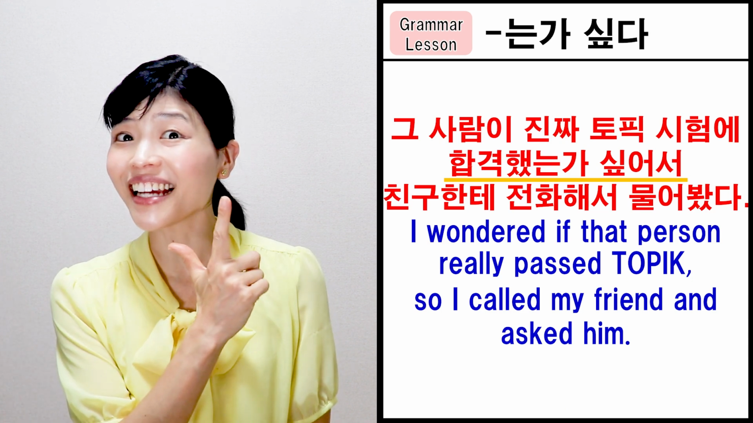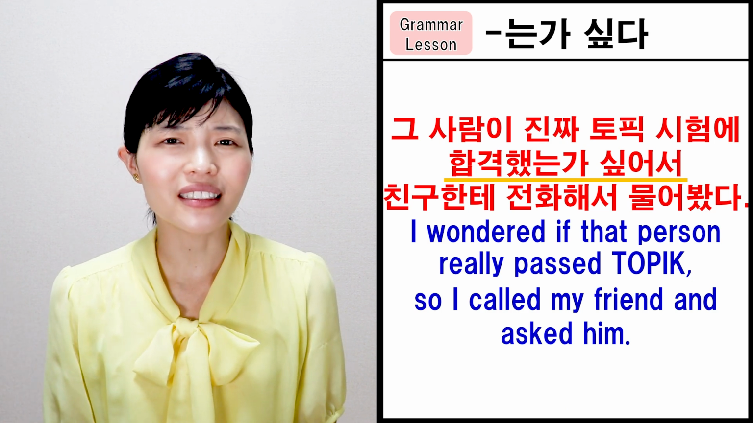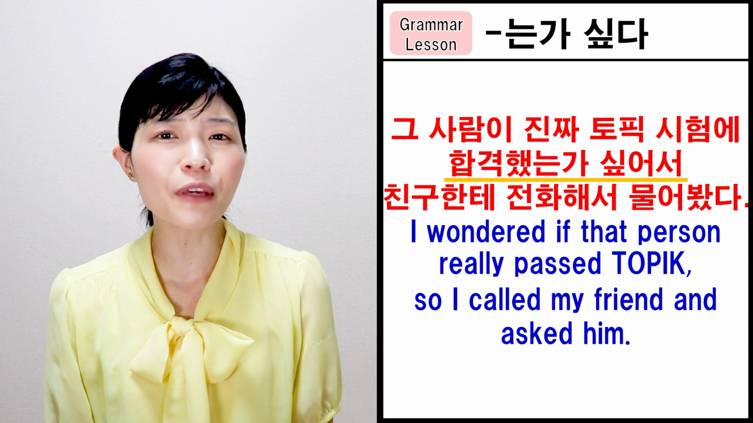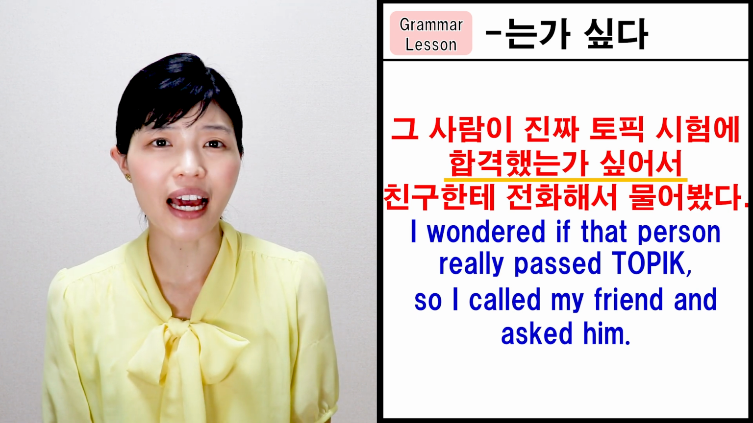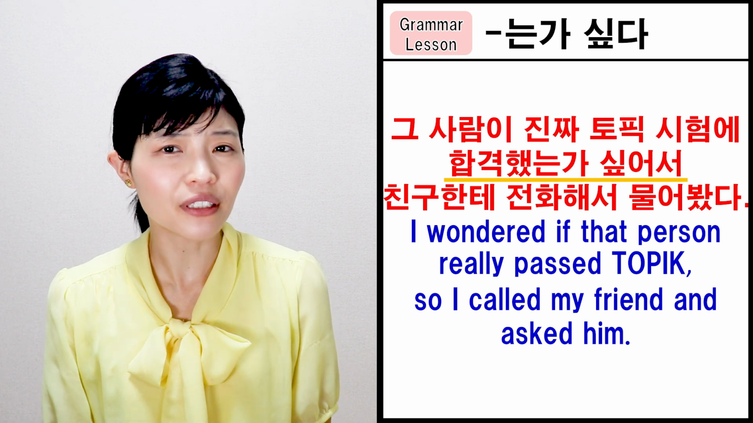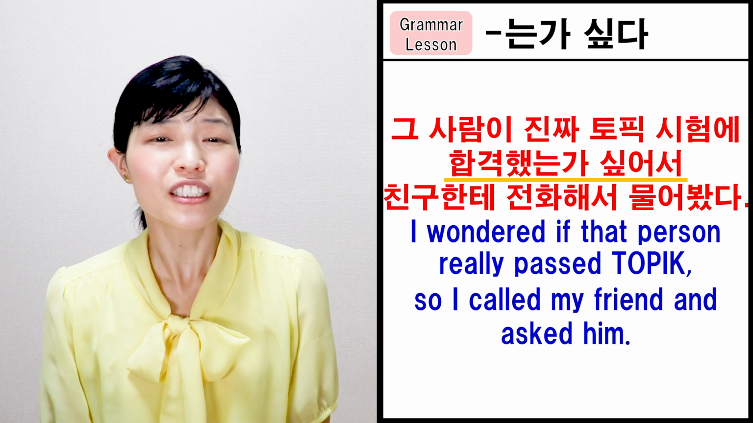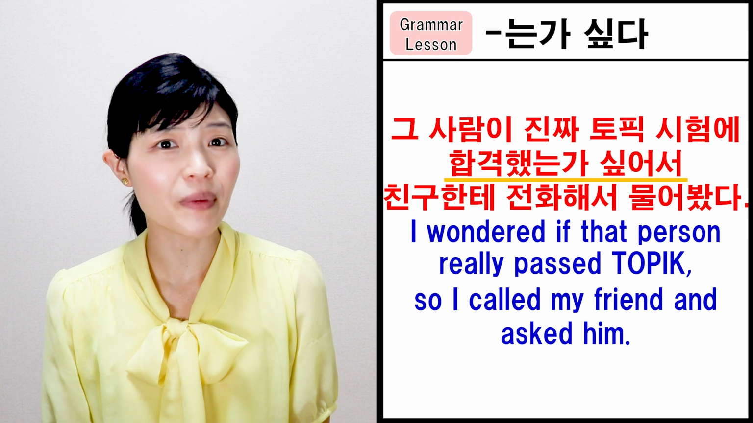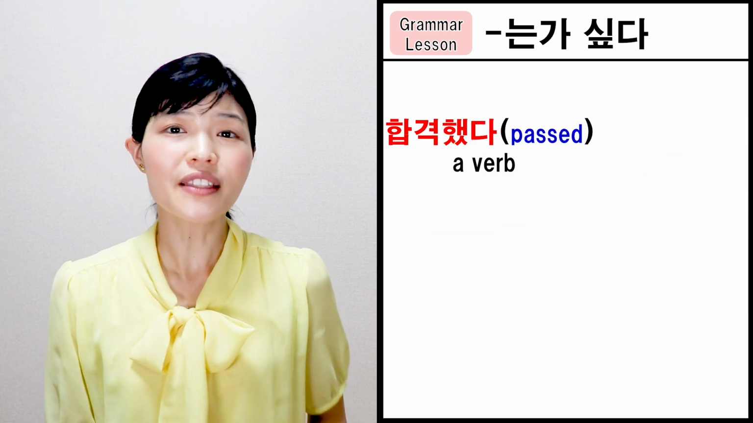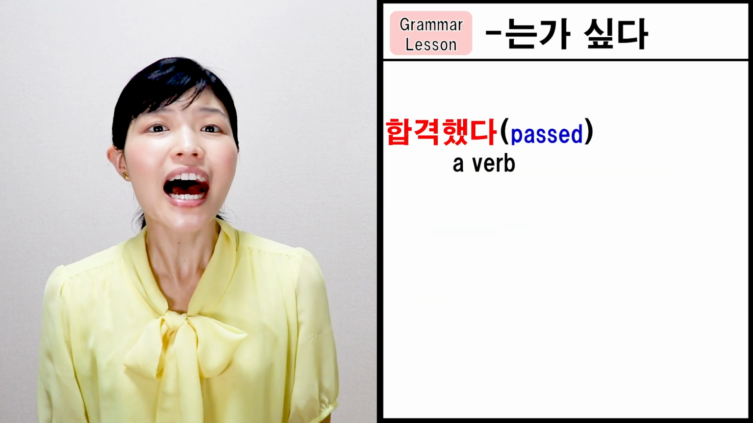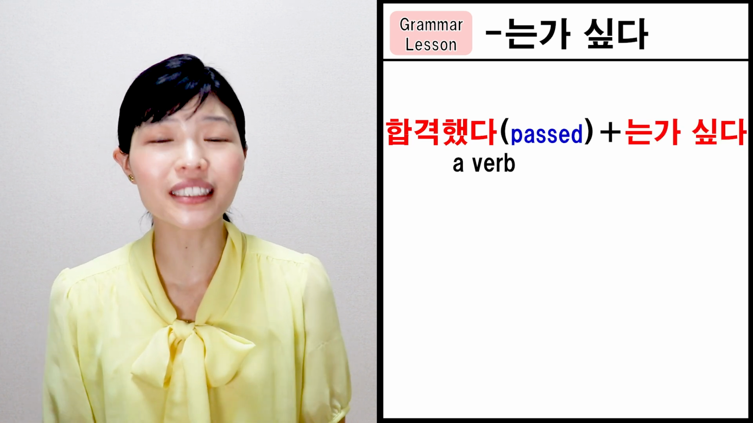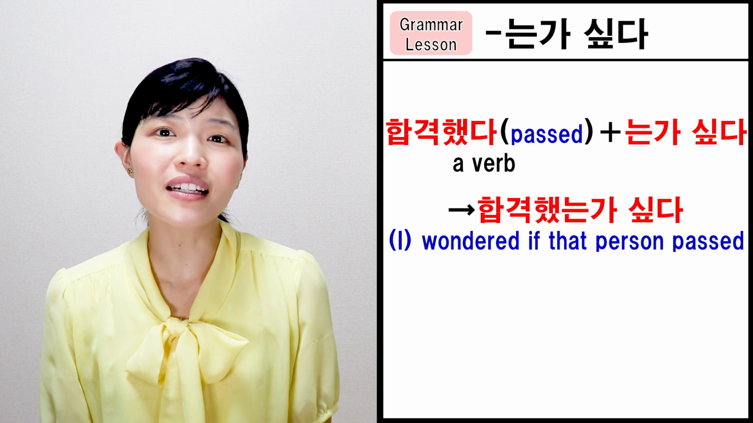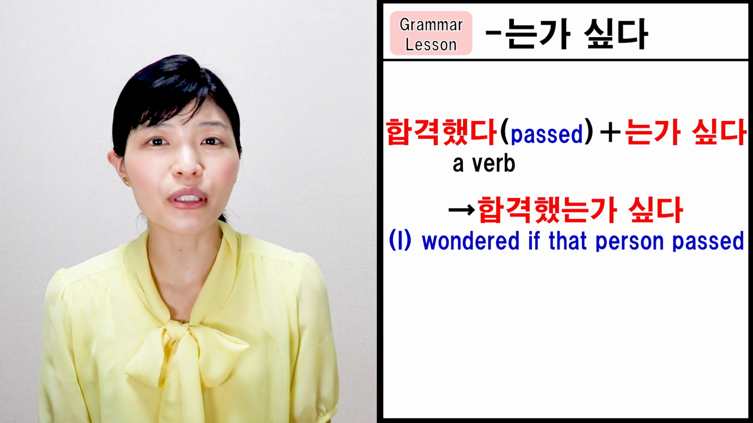Then let's read the next sentence. 그 사람이 진짜 토픽 시험에 합격했는가 싶어서 친구한테 전화해서 물어봤다. I wondered if that person really passed topic, so I called my friend and asked him. In this sentence, you use the past tense of the verb 합격했다, past. You attach 는가 싶다 to the stem to make 합격했는가 싶다. I wondered if that person passed.